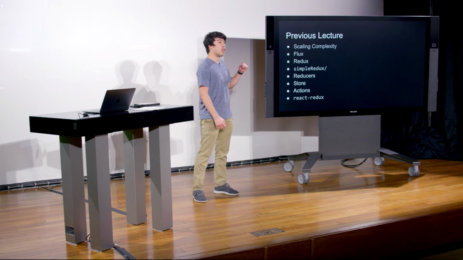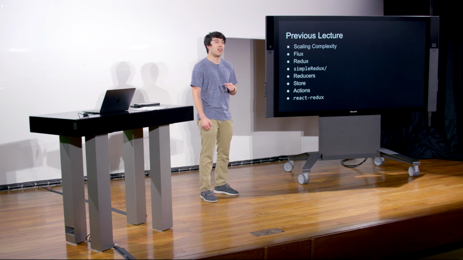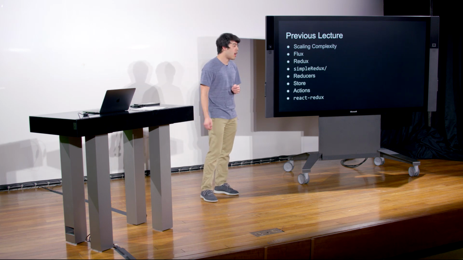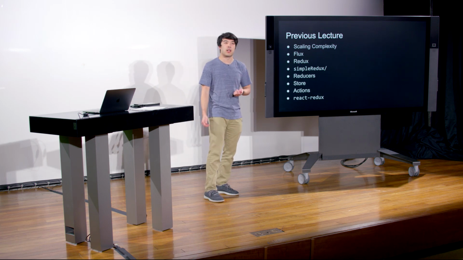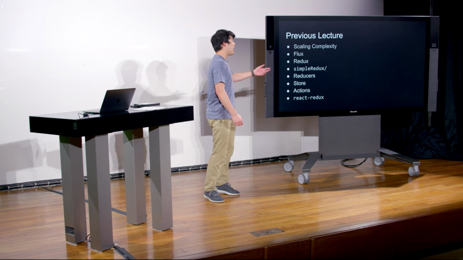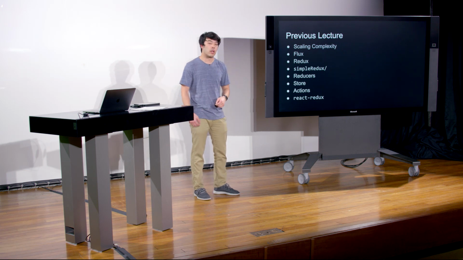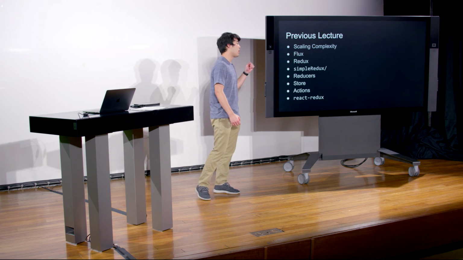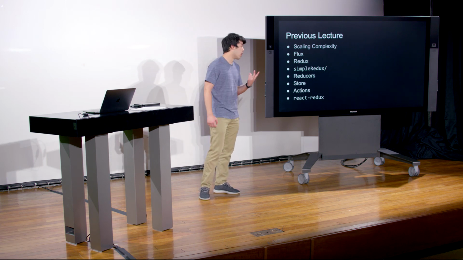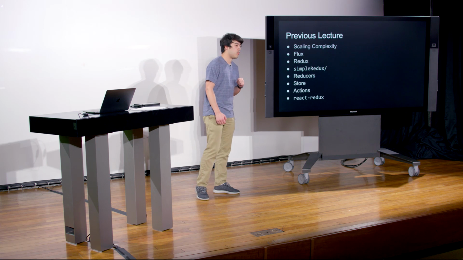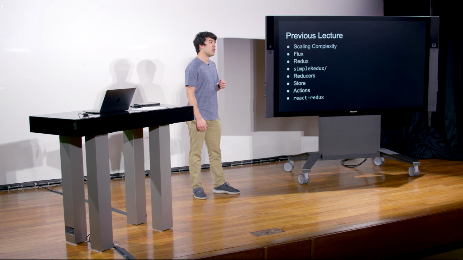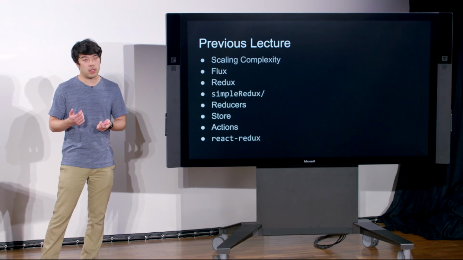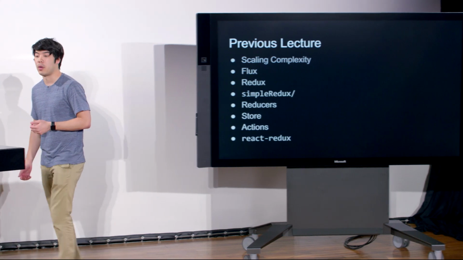We then talked about Redux, which is an implementation of Flux. And we talked about a lot of the things that you do in order to implement Redux in your current project. We actually implemented our own version of Redux, which we called Simple Redux. And in that implementation, we had things like reducers, the store, and some actions. And we wrapped up last week by looking at this library called React Redux, which is some React bindings, which allow us to use Redux along with a project written in React.